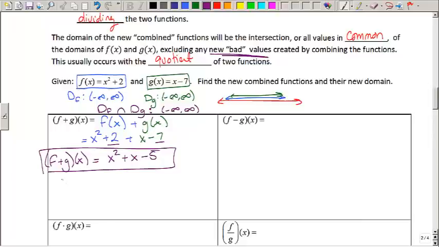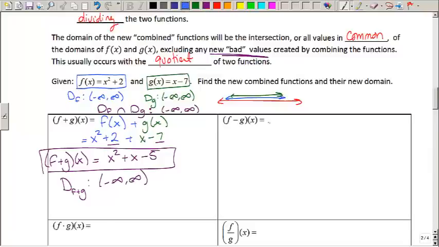Now my domain of f plus g, I start off with my domain of the intersection of f and g, which is all real numbers. There's no excluded values for my original blue. There's no excluded values for my original green. So I start with all real numbers. Is there any new excluded values? There's no rational functions, nor are there any even root functions in my new combined function, so my domain is still all real numbers.